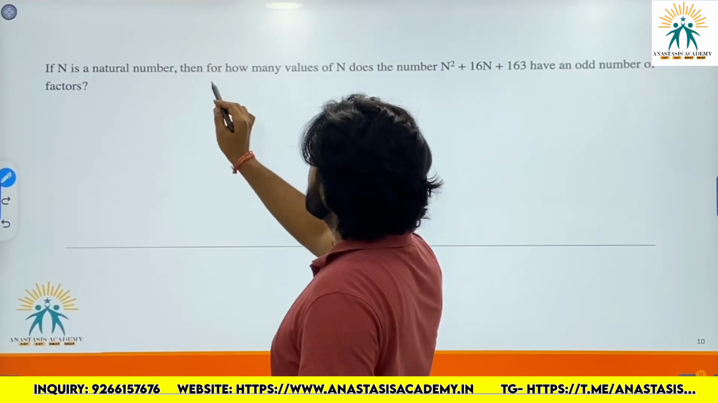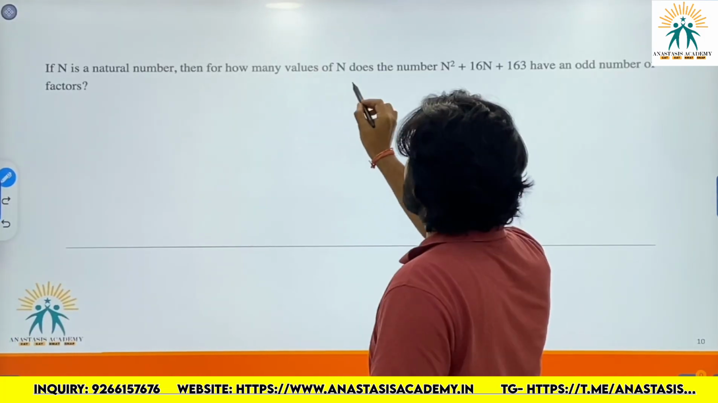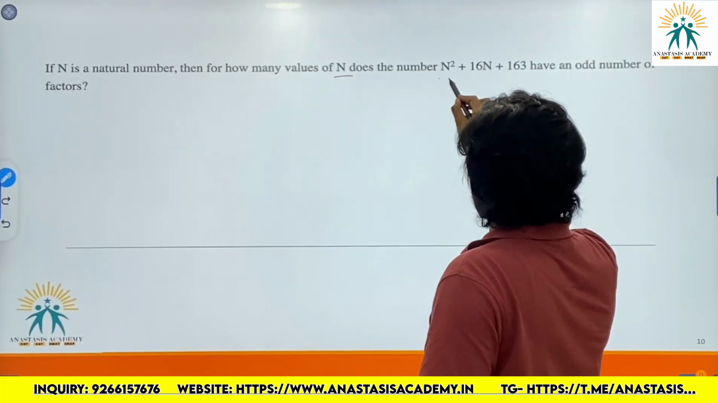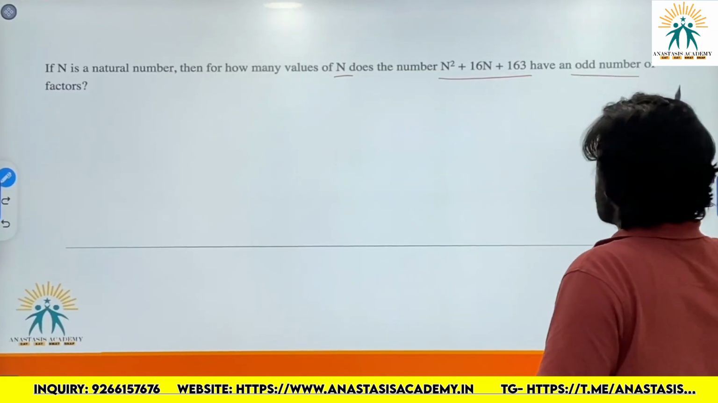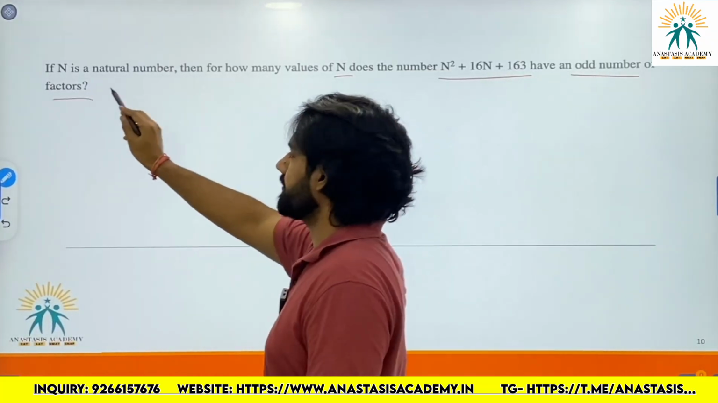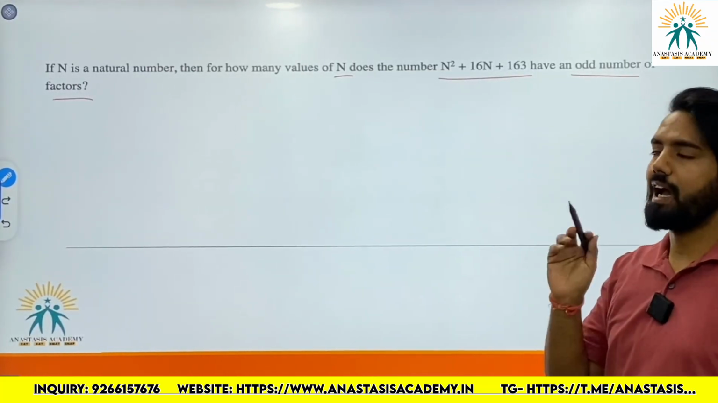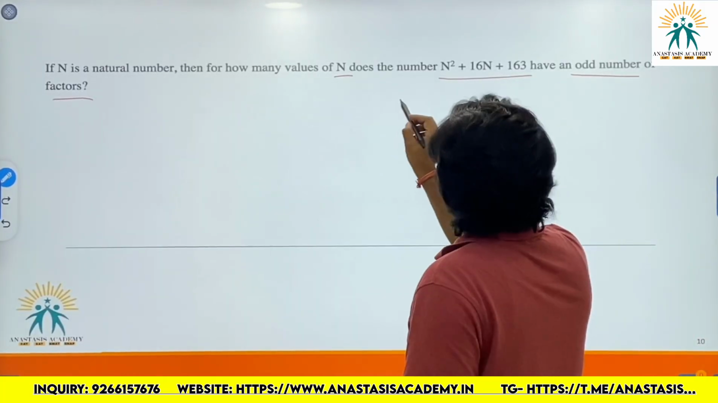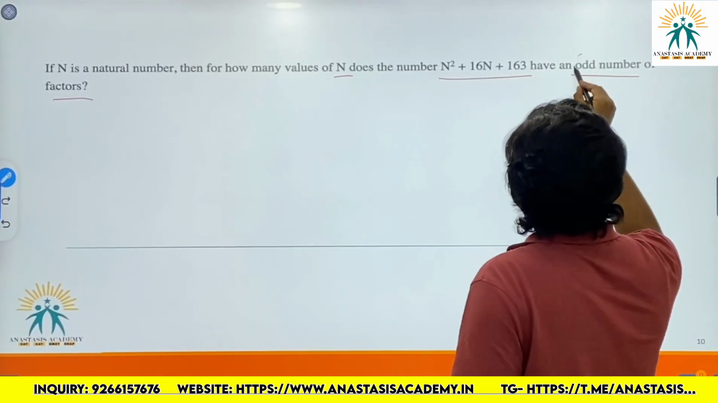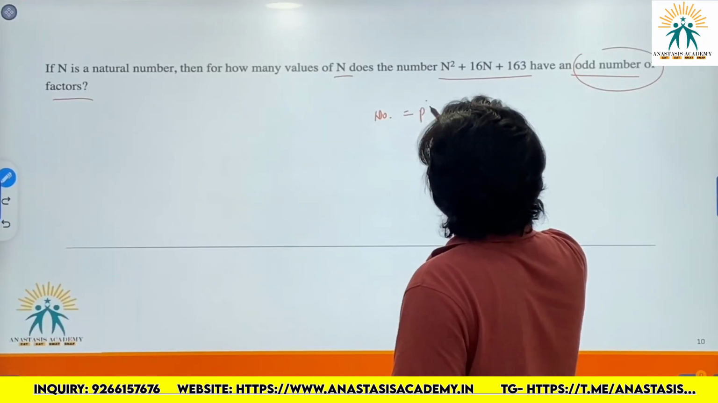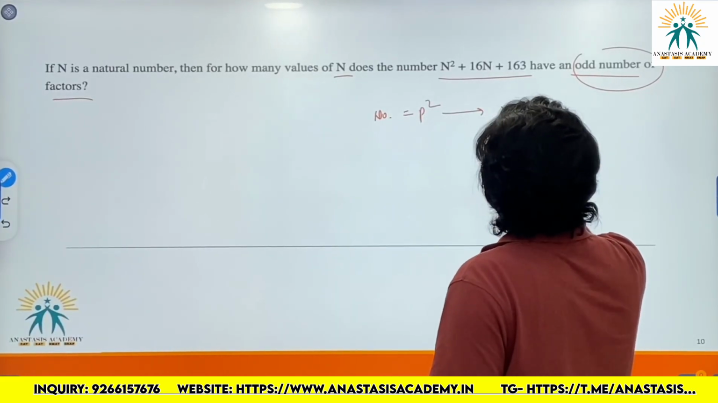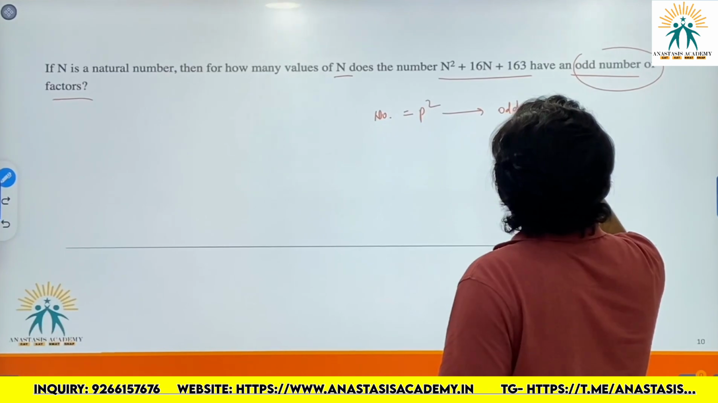If n is a natural number, then for how many values of n does the number n square plus 16n plus 163 have an odd number of factors? From number theory, I know that if a number is a perfect square, only then it has an odd number of factors.